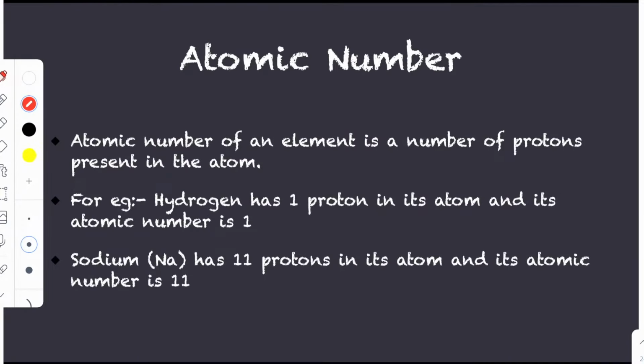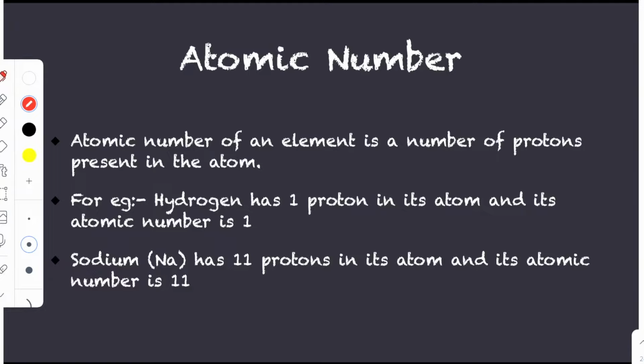Next, we are going to look at atomic number. So atomic number is nothing but the number of protons in an element. The number of protons is equal to the atomic number of an atom. For example, hydrogen has 1 proton in the atom and its atomic number is 1. Sodium has 11 protons in its atom and its atomic number is 11. So atomic number is nothing but the number of protons.